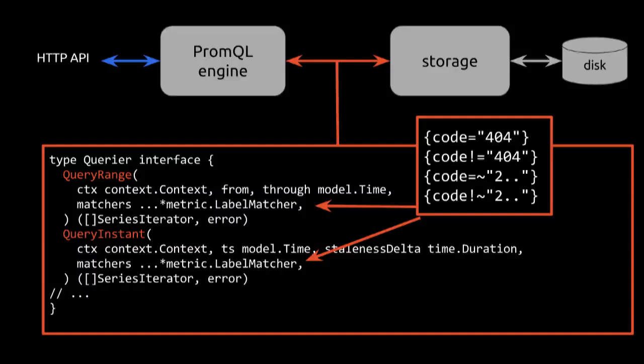But yeah, label matches, that's what you see here. This is what you can also use with this syntax in PromQL. That's just passed through to the storage layer. So you can say the status code has to be 404, or give me all series where the status code is not 404, or give me regular expression matching or negative matching, and you can have any number of them, and it's a logical AND connection, right? So you get the series where all the label matches apply.